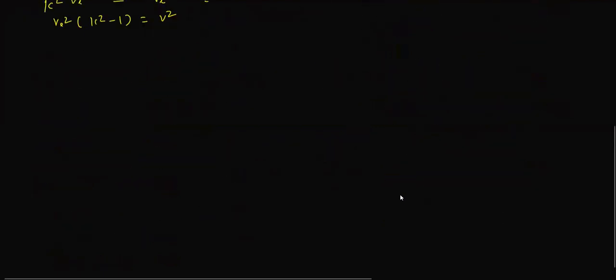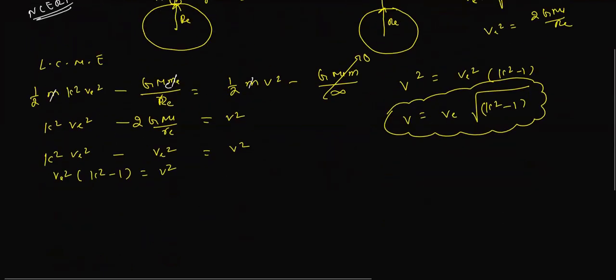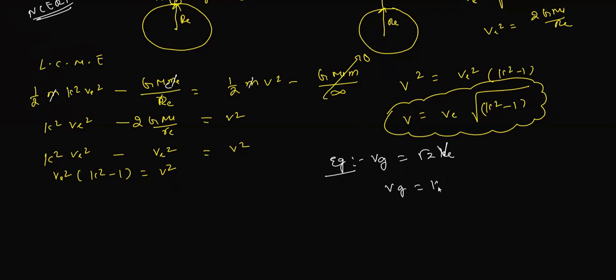For example, they asked one question like this. What does the question say? Given velocity V given equals root 2 times the escape velocity, find the speed in interstellar space. So V given equals K times VE, which I'm comparing. So K equals root 2. So K square equals 2. Take this K square value and substitute here.